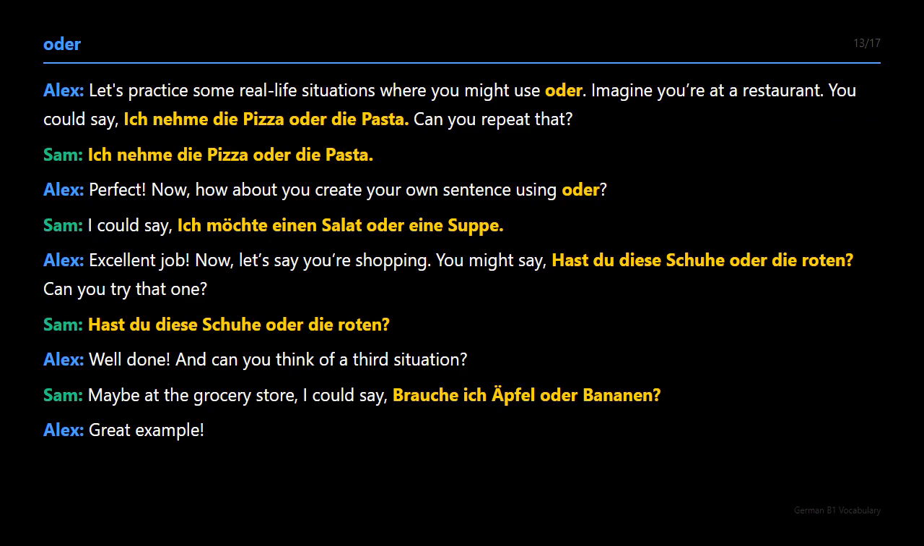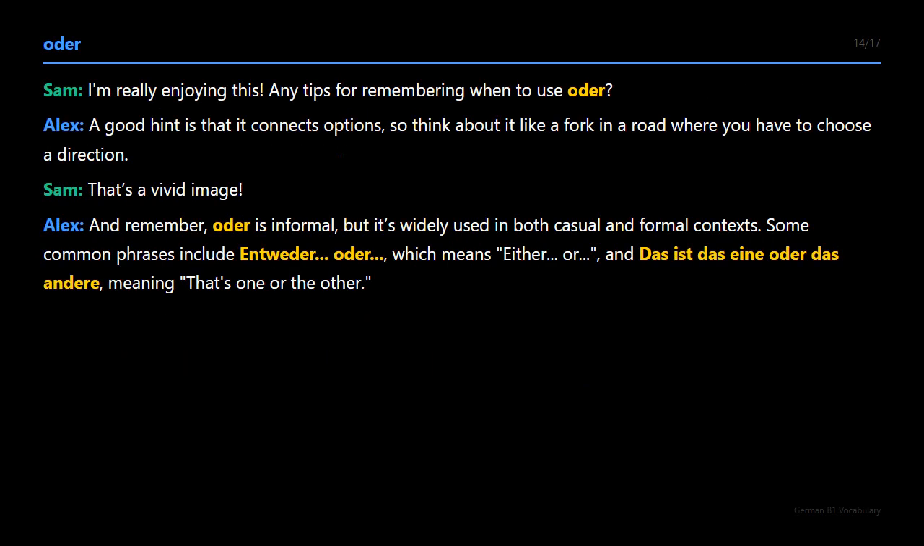Excellent job. Now, let's say you're shopping. You might say, Hast du diese Schuhe oder die roten? Can you try that one? Hast du diese Schuhe oder die roten? Well done. And can you think of a third situation? Maybe at the grocery store, I could say, Brauche ich Äpfel oder Bananen? Great example. I'm really enjoying this.